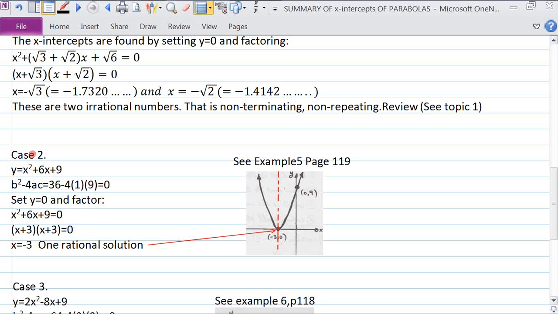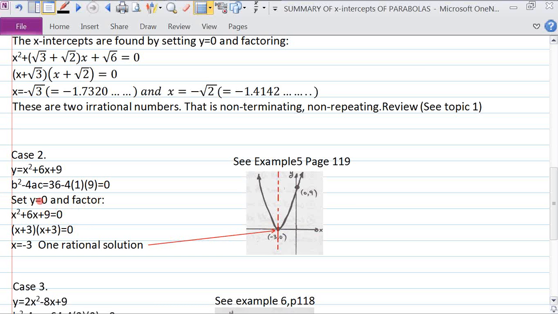Now the second case is where b squared minus 4ac is equal to 0. So an example of this is x squared plus 6x plus 9. b is 6, so b squared is 6 squared, minus 4ac, where a is 1, that's the coefficient of x squared, and c is 9. So you can see 36 minus 4 times 9, and 4 times 9 is 36. It equals 0. So when b squared minus 4ac equals 0, we only have one root.